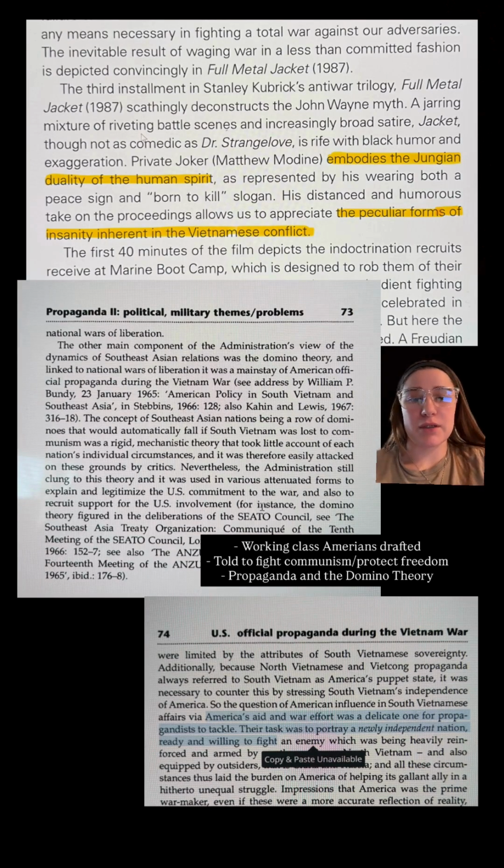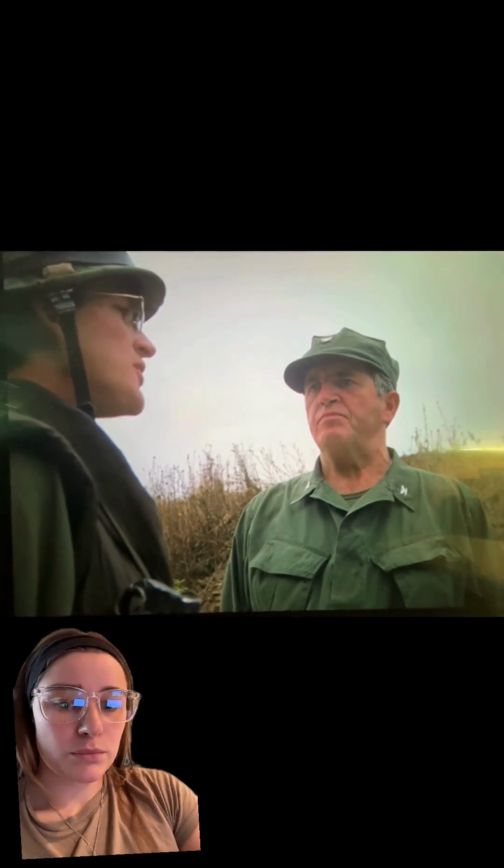This up here is an excerpt from the book Morality and the Movies by Dan Shaw, and he talks about Joker and how he embodies the duality of the human spirit. We'll put a pin in that. But he also talks about the peculiar forms of the insanity inherent to the Vietnamese conflict, just like what we've been talking about, how Joker is very strangely affected by this conflict. Joker even verbatim talks about the duality.